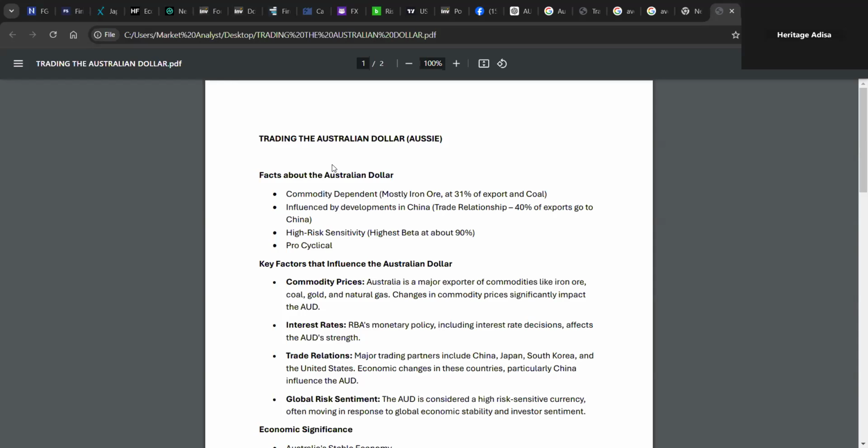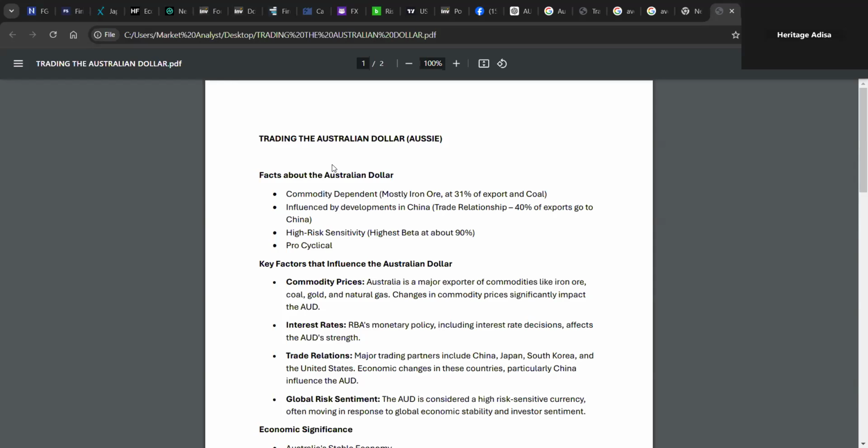So some of the facts, I don't want to go into facts about the country, where it's situated, the culture and stuff like that. No, we're not looking into all of that in terms of trading. We're just mentioning some facts about the currency, so that when you want to trade the Australian dollar, you must know that it is affected by commodity prices. It's dependent on commodities. It's influenced by commodity developments, particularly iron ore and coal. You also want to know that it's influenced by developments in China because of the trade relationship.